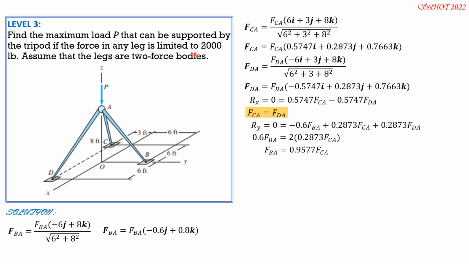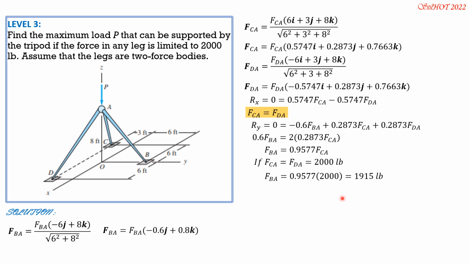So since each leg is limited to 2,000 pounds, FCA should be 2,000 pounds so that FBA will be less than 2,000 pounds, because if we set FBA equal to 2,000 pounds divided by 0.9577, then FCA will be greater than 2,000. So it contradicts with the statement that any leg is limited to 2,000. So for maximum P, FCA should be 2,000, which is also equal to FDA, and FBA will be less than 2,000. That's correct because we maximize FCA and FDA, and FBA is only 1915 pounds.